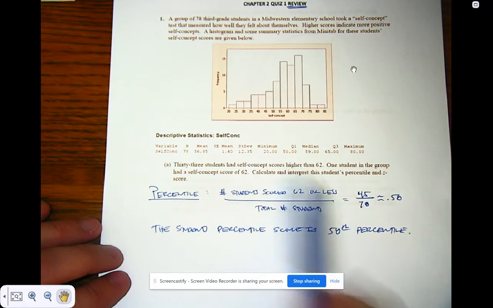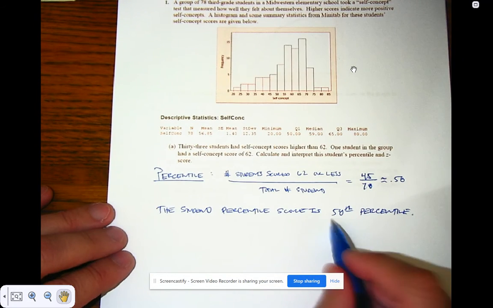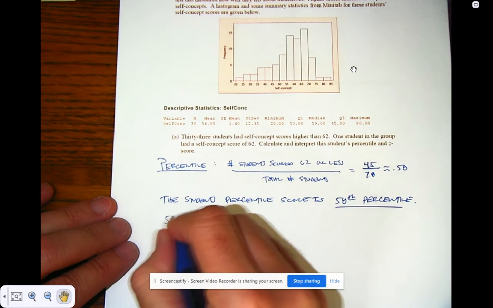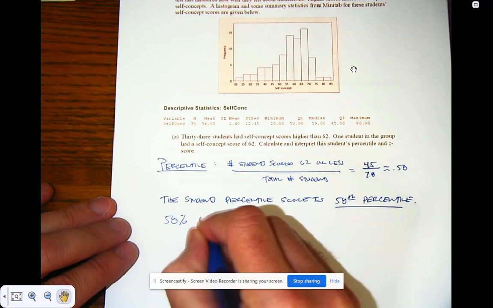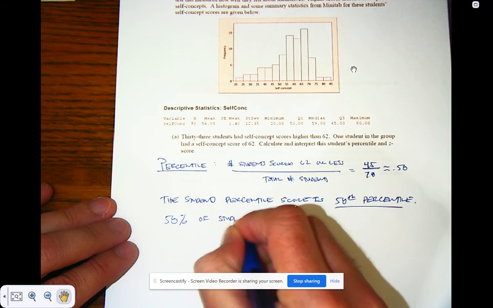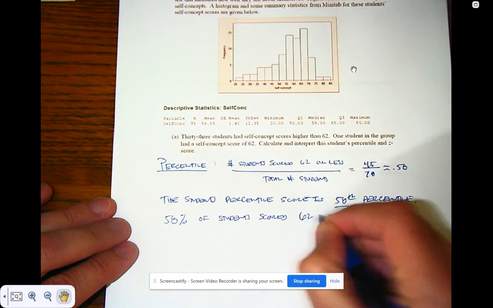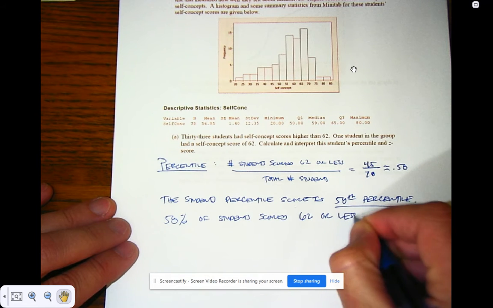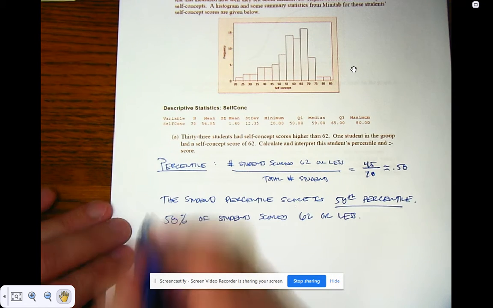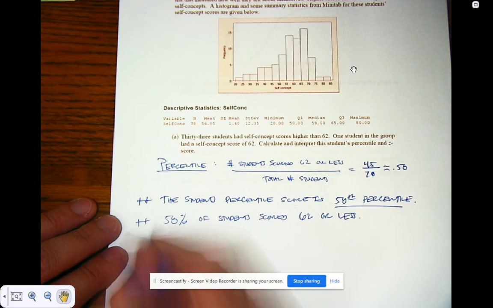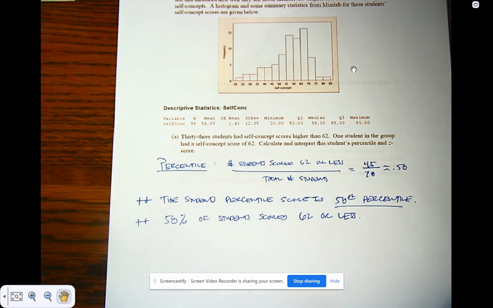Okay, so it says calculate and interpret. So what does this mean? You get a point for writing 58th percentile. So you would say 58% of students scored 62 or less. Okay, and so you do have to interpret. So you get 2 points for calculating the correct percentile, 2 points as always for interpretation.